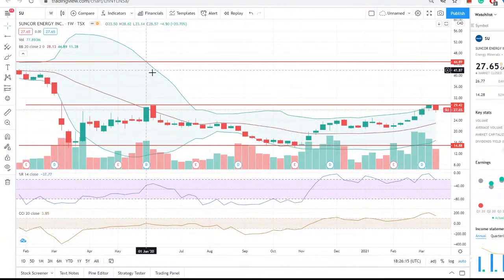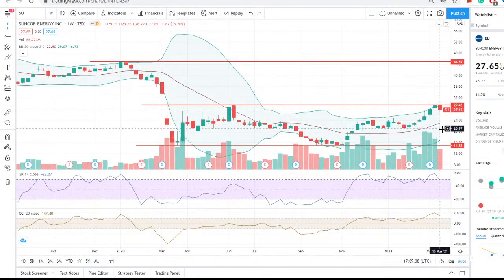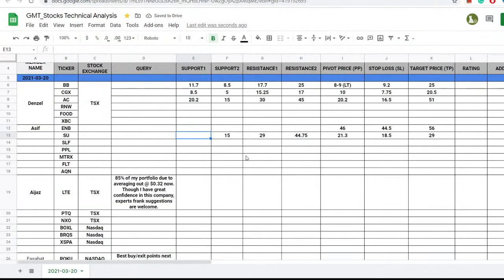Okay, next we had already mentioned 44.9, 44.8, I believe. 29 and 44.75. Okay. So first support, I think we mentioned 21.3. Let's repeat it again.